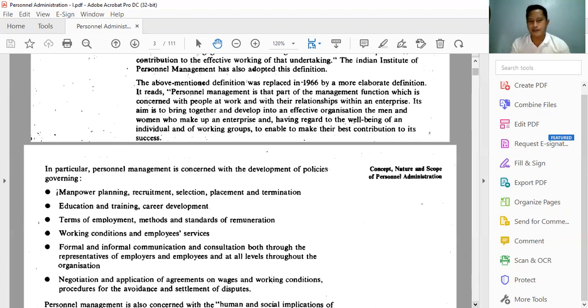And we have terms of employment, and method and standards of remuneration. Terms of employment has many classes, such as job order, part-time, seasonal, and many more. Method and standards of remuneration is how you receive your pay, but it also depends on the positioning system and the nature of the job.